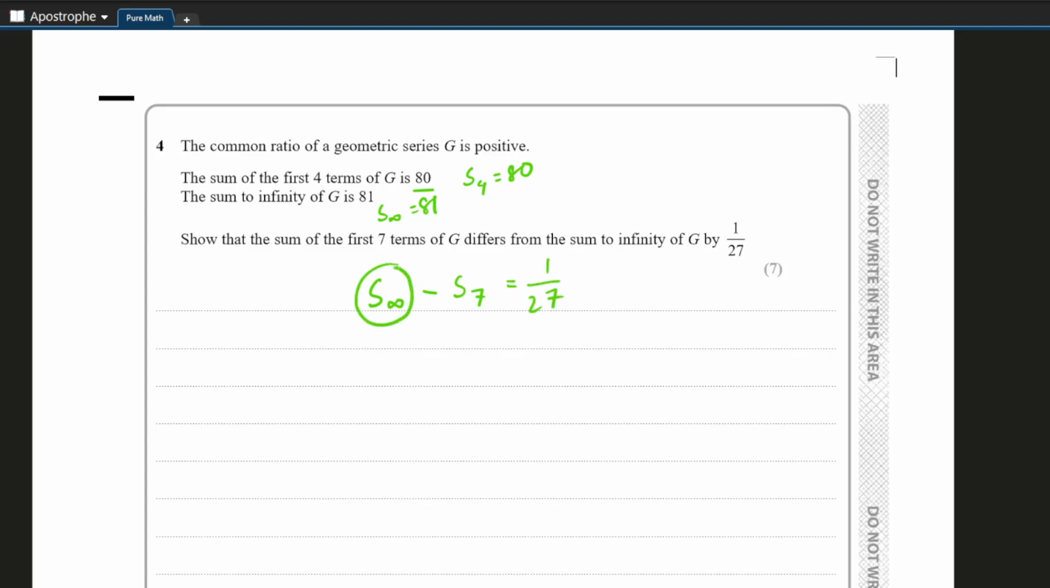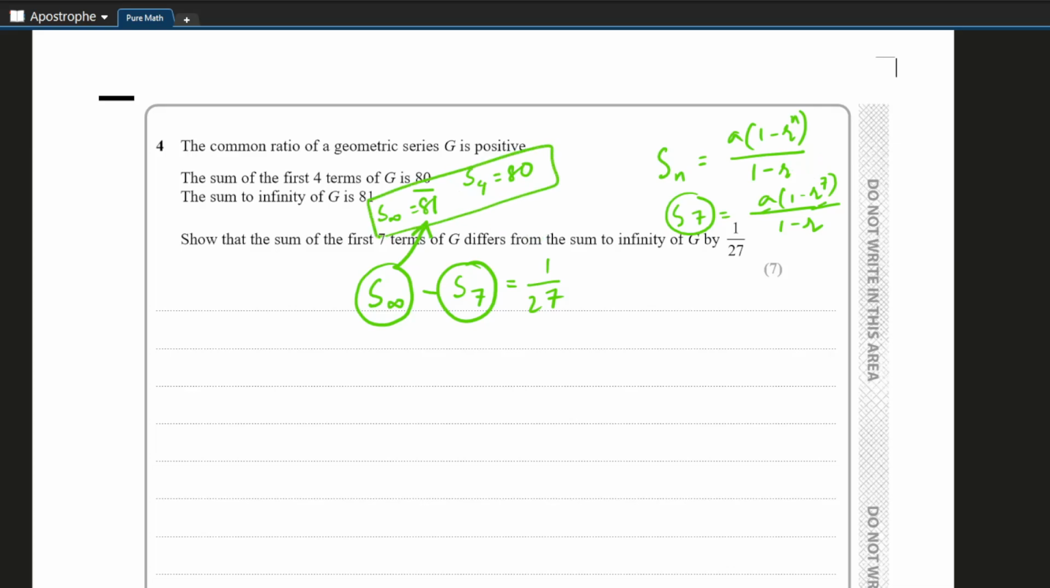We already know the value of this term. We just have to find the value of this term. Now for S7, we know that Sn is equal to a into 1 minus r to the power n over 1 minus r, sum of first n terms. So for S7, a into 1 minus r to the power 7 over 1 minus r. To find the value of S7, we need the value of a, we need the value of r. We are going to calculate those two values using these two pieces of information.